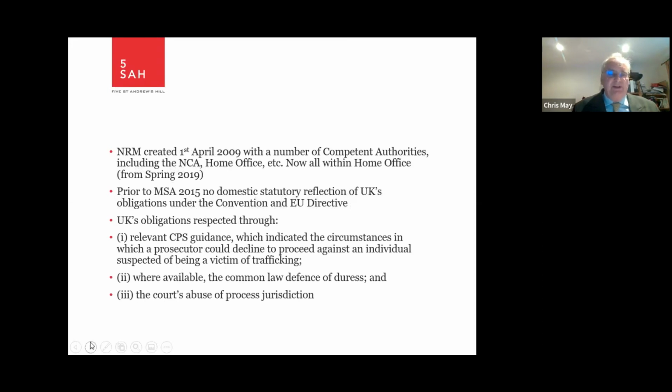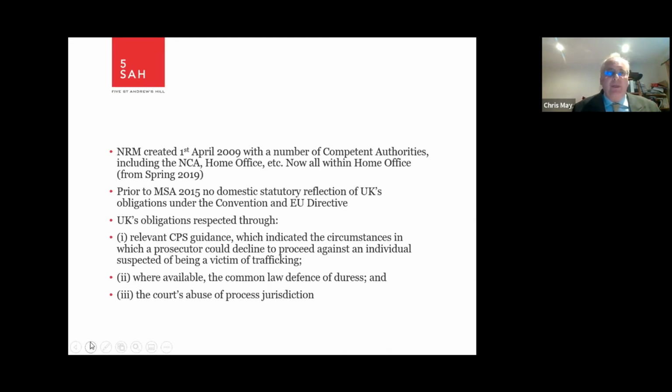The UK brought this into effect in 2009 when the NRM was set up with a number of competent authorities. Originally, the National Crime Agency, the Home Office. It's now all, since April of last year, under the auspices of the Home Office. There is sometimes a criticism of a reduced quality of decision making since that change, because prior to the bringing of everything under the auspices of the Home Office in 2019, the NCA decisions were often thought of as being much more comprehensive and much more thorough.